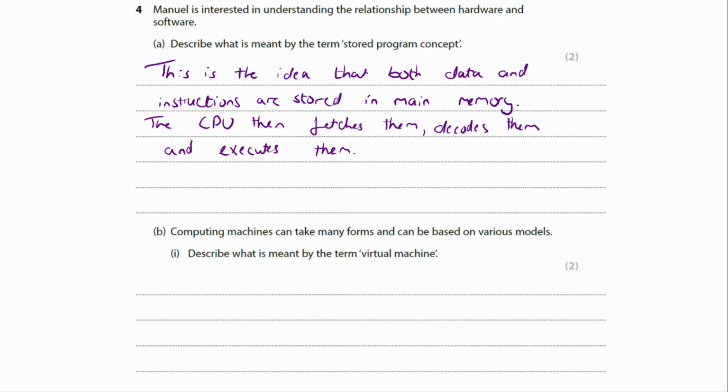We then have to describe what's meant by the term virtual machine for another 2 marks. This is quite a difficult term to describe in such a short answer, but really a virtual machine is a way of allowing you to simulate or emulate another computer on a computer. Usually it's there to use another operating system on your current operating system. So for example, using Linux on Windows. So it's a way of simulating another machine, which is why it's called a virtual machine.